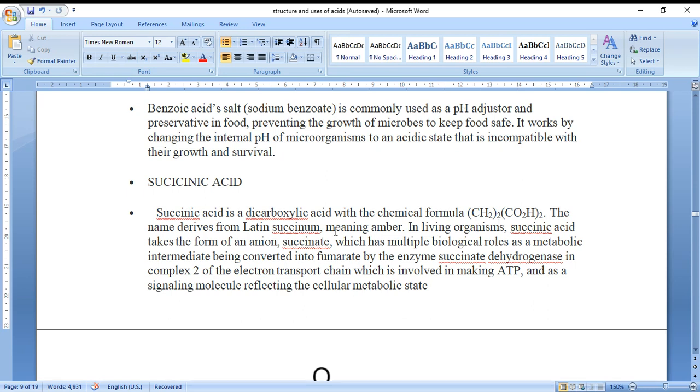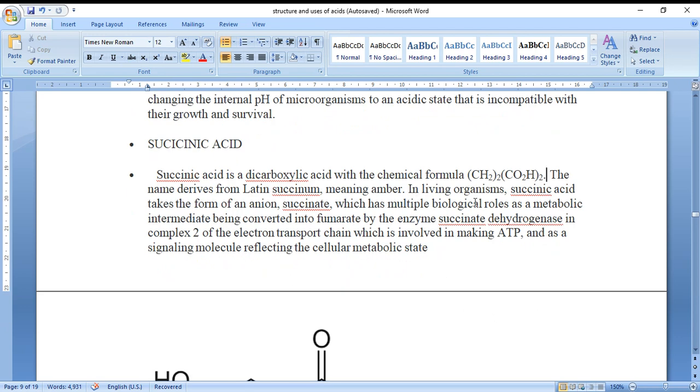In living organisms, succinic acid can be taken from the succinate. So this succinate, just like oxalic acid and citric acid, is also found in the body metabolism, isn't it? I think you people have studied in biochemistry. So this succinic acid is also found in the citric acid cycle, where it may be involved in making ATP. I just gave some words because you people may connect with the biochemistry.